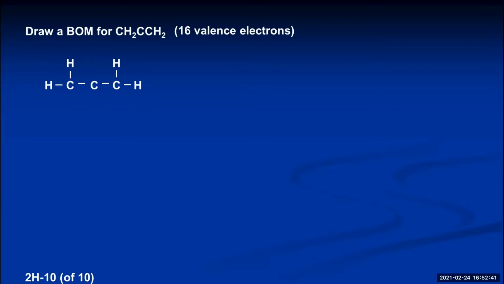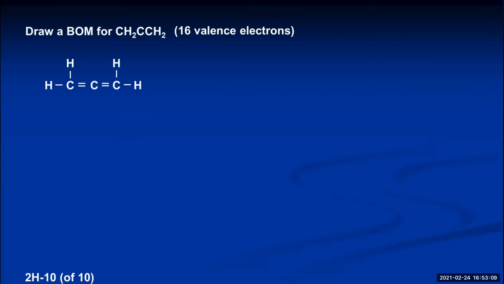So after these 12, 13, 14, 15, 16, we make octets on the outer atoms first, which we've done. So the outer carbons have octets, but the central carbon does not. So we have to move lone pairs into sharing positions to try to make the central carbon have an octet. This lone pair can be moved to make a double bond, and this lone pair can be moved to make a double bond. And now all the carbons have octet configurations.